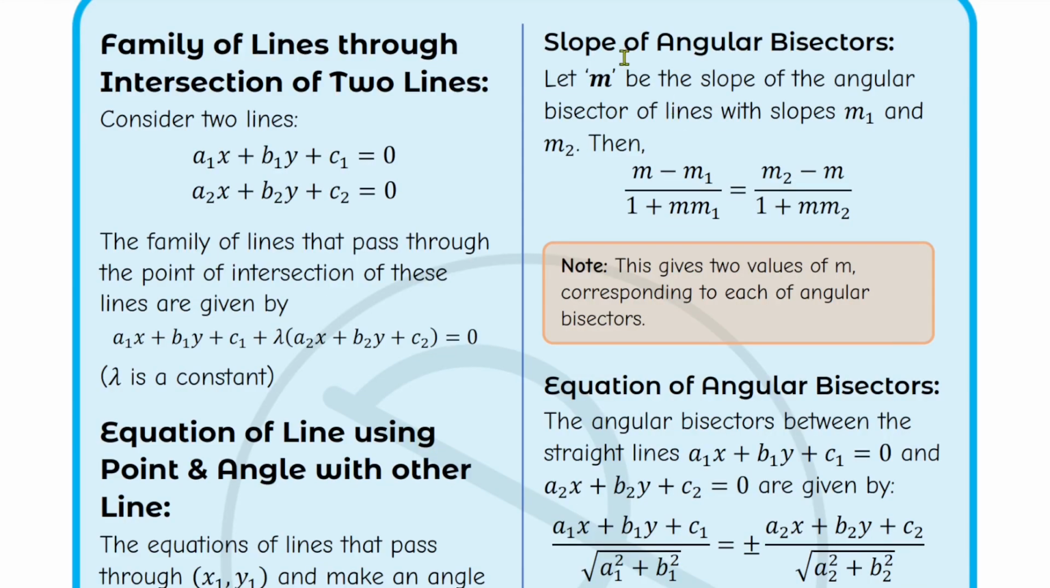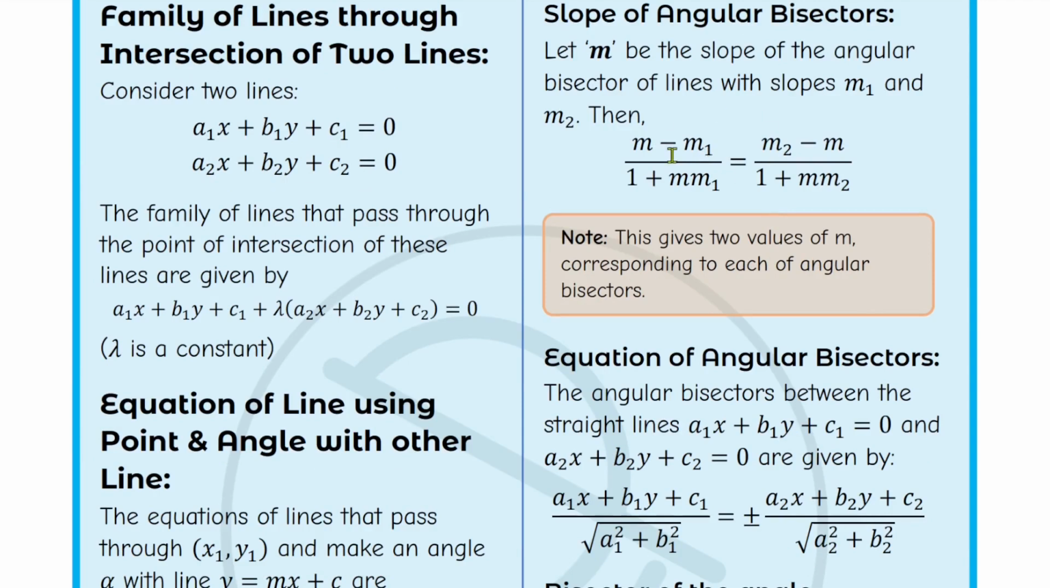And there is a simple condition for the slope of angular bisectors. So let's say there are two lines with slopes m1 and m2 and the slope of the bisectors be m. Then we have (m - m1)/(1 + m m1) = (m2 - m)/(1 + m m2). You notice this is nothing but the angle between two lines formula, right? So angle between the angular bisector and the first line will be equal to angle between the second line and the angular bisector. And if you solve this, you get two values of m, each of which corresponds to each of the angular bisectors.